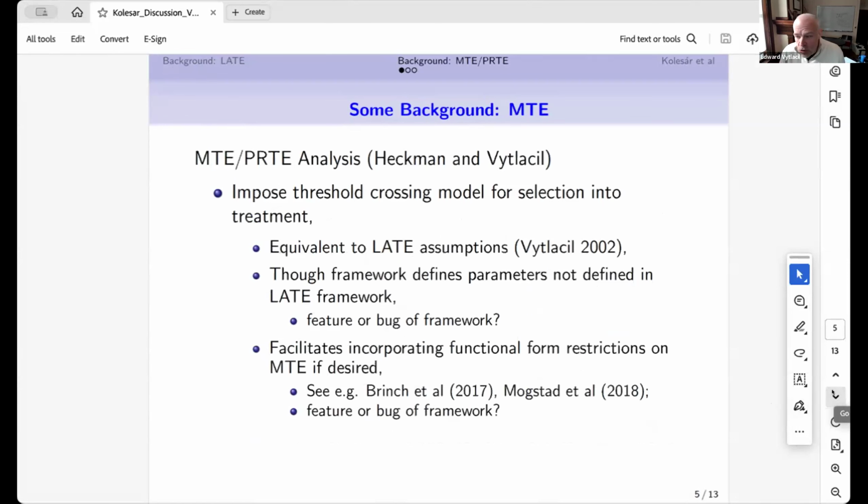Different framework. You could say equivalent, or you could say different. My work with Jim, marginal treatment effect and policy relevant treatment effect. And so there, we're imposing a selection model, which is equivalent to the LATE monotonicity assumption. But by imposing it as a selection model, that allows us, for better or for worse, to define a richer set of parameters and to incorporate other functional form restrictions. If I say for better or for worse, I think obviously it's for the better. That's my preference. If you're more of a traditional Rubin causal model person, you might view this as a bug of the framework, that you're defining parameters that you don't think should be defined given the variation in Z.